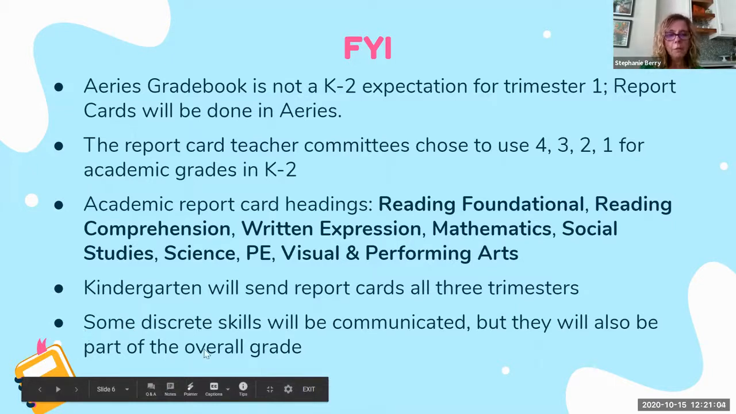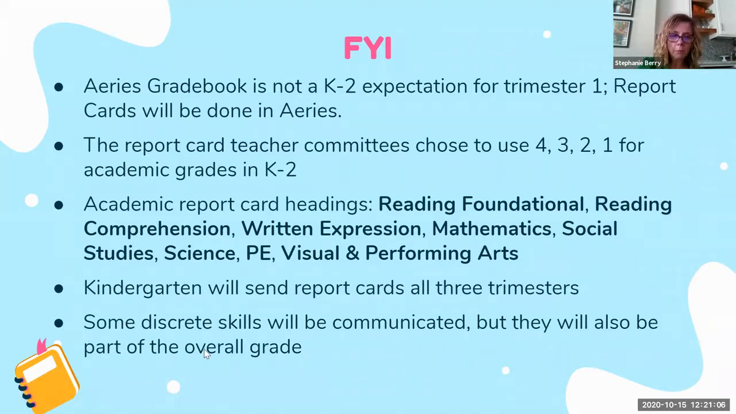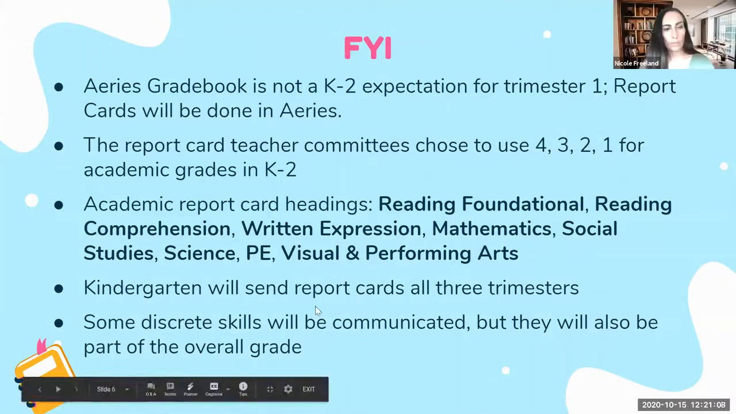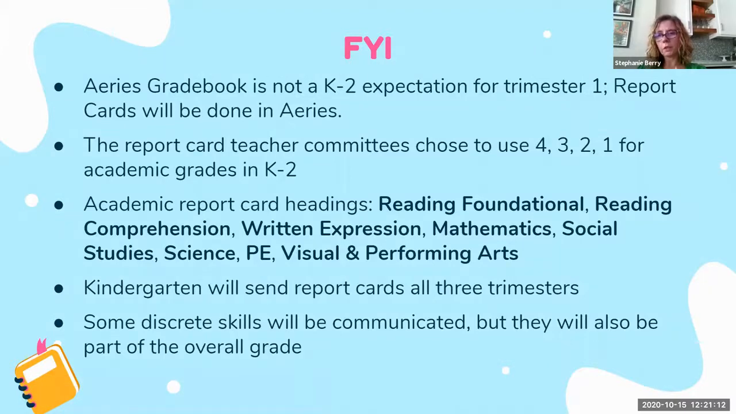Some discrete skills will be communicated, but they will also be part of an overall grade. What that means, and this is especially different for kindergarten teachers, is instead of having every single skill that you're testing right before kindergarten, there are a few: letters, sounds, counting, but it's not an exhaustive list of things to test. The idea is that you could have records over time. So you'll give an overall grade for reading foundational skills, a 1, 2, 3, or 4.